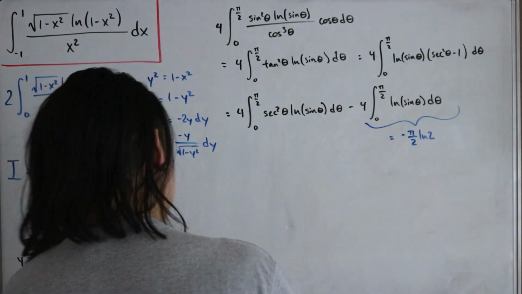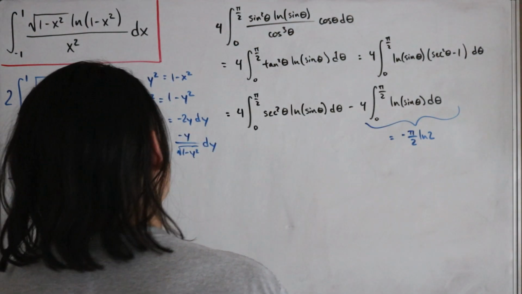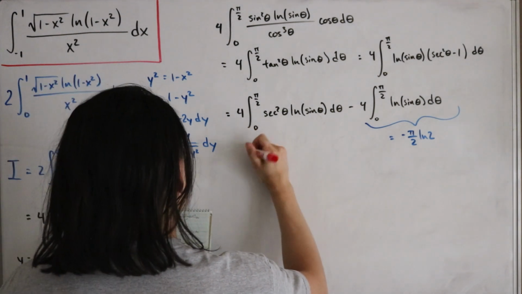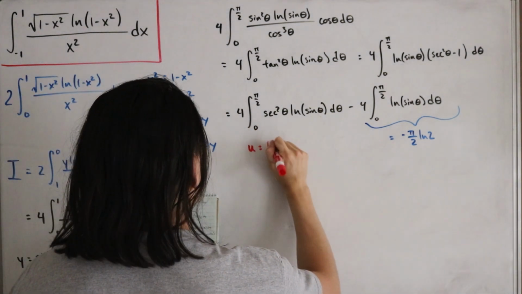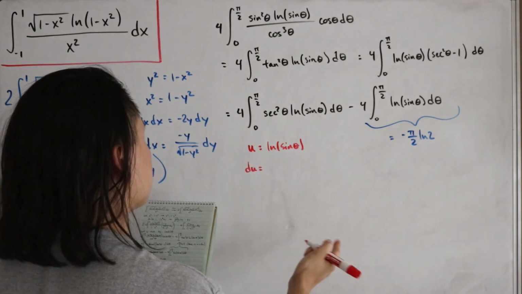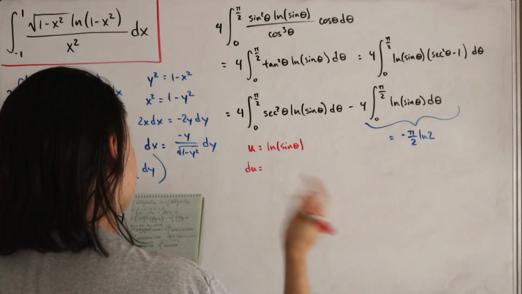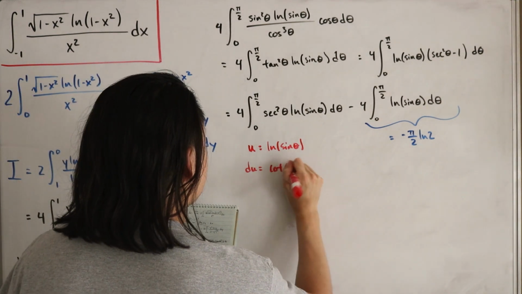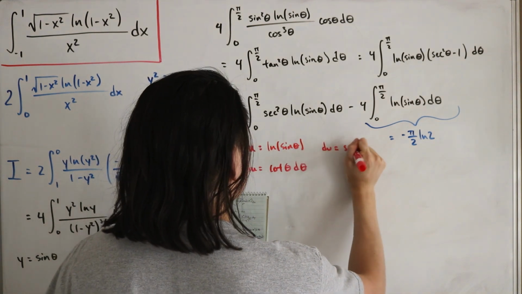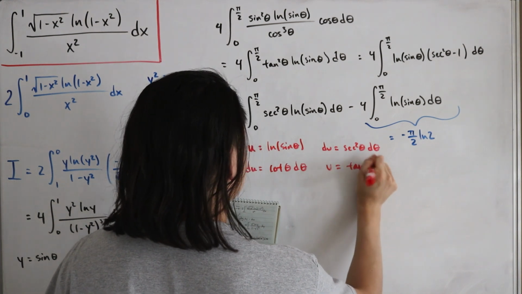So this is where I mentioned the handy integration by parts. We're going to choose our u and then choose our dv. In this case, we're going to let u be the natural log of sine theta. So du is then equal to 1 divided by sine theta times the derivative of the inside, so cosine theta. So cosine theta divided by sine theta, that'll be cotangent theta d theta. And then for dv, we'll let that be secant squared theta d theta, and of course, its antiderivative is just going to be tangent theta.